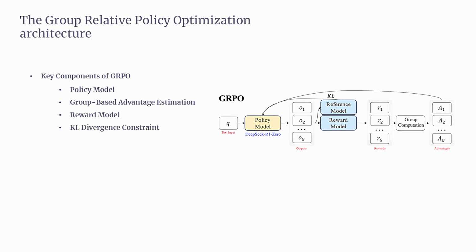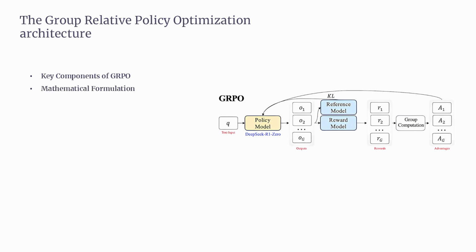4. KL divergence constraint. GRPO ensures stability in the learning process by adding a KL divergence term to its loss function. This term ensures that the policy updates don't deviate too far from the reference policy, maintaining stability in the learning process. The second, mathematical formulation.